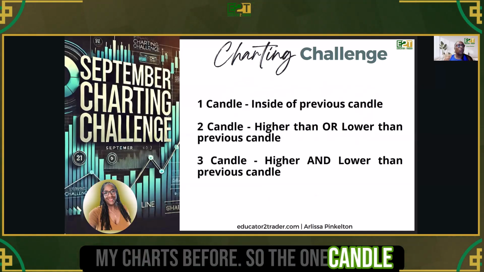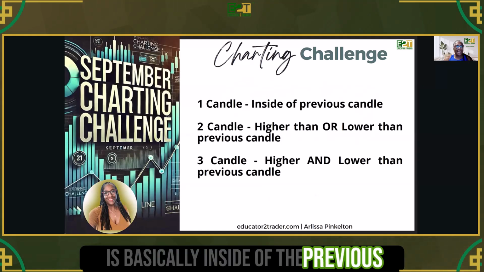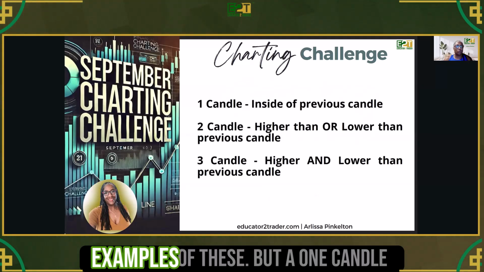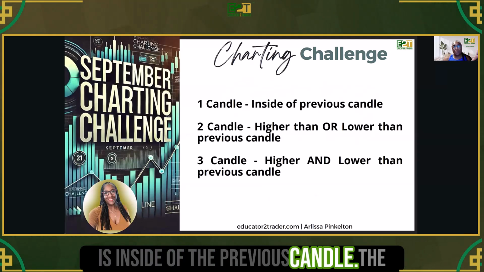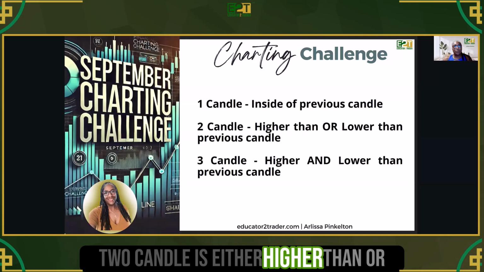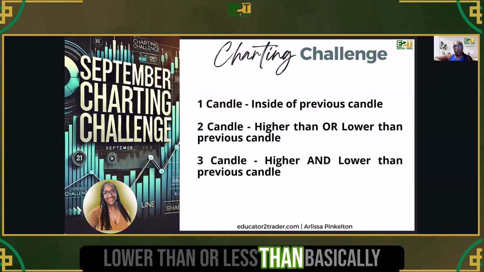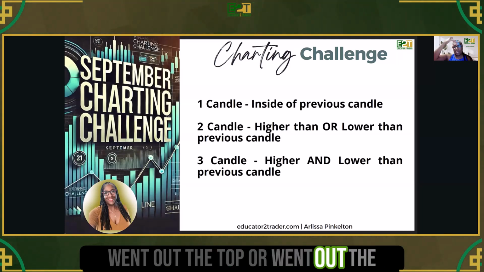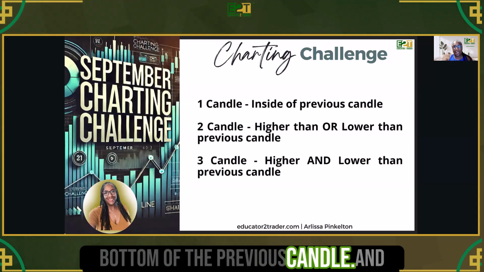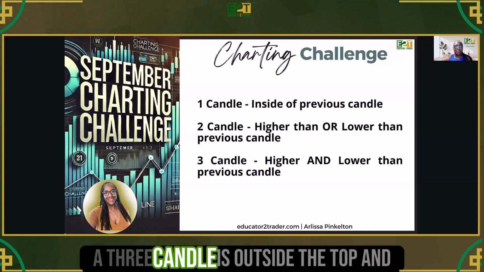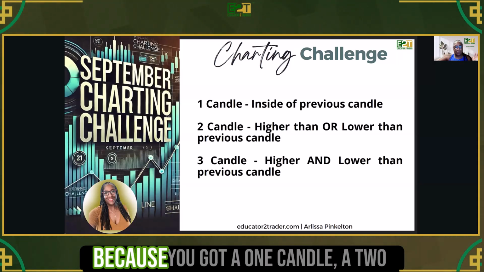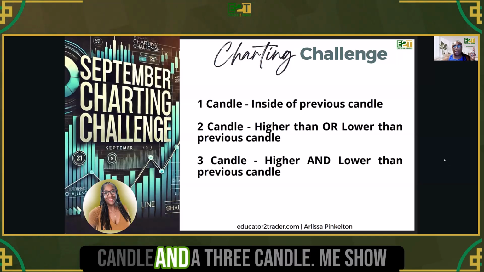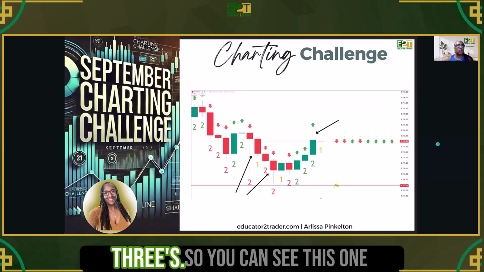So the one candle is basically inside of the previous candle. And I'm going to show you examples of these. But a one candle is inside of the previous candle. The two candle is either higher than or lower than the previous candle. Basically, it went out the top or went out the bottom of the previous candle. And a three candle is outside the top and the bottom of the previous candle. Okay, so you got a one candle, a two candle, and a three candle. Let me show you an example of ones, twos, and threes.